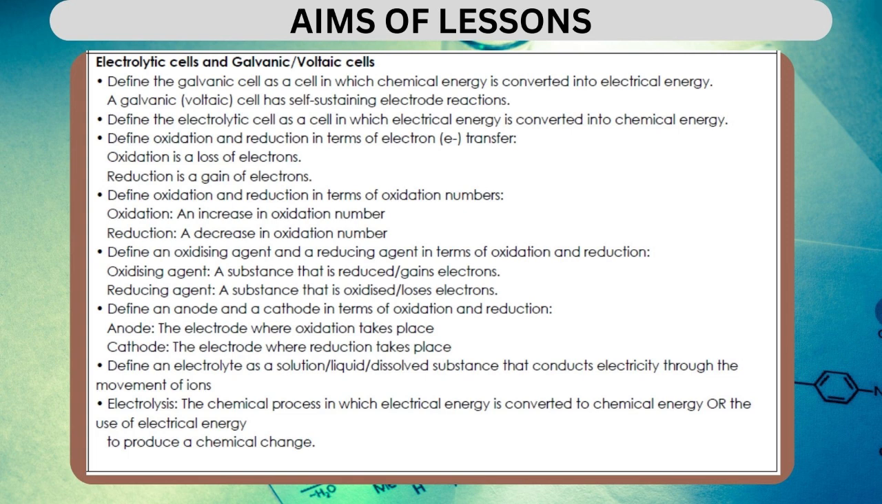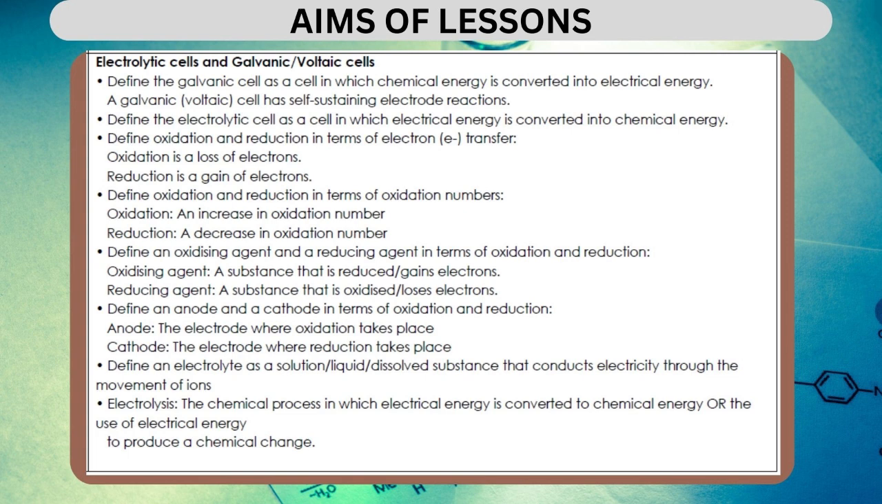Define oxidation and reduction in terms of oxidation numbers. Oxidation, an increase in oxidation number. Reduction, a decrease in oxidation number. Define an oxidizing agent and a reducing agent in terms of oxidation and reduction. Oxidizing agent, a substance that is reduced/gains electrons. Reducing agent, a substance that is oxidized/loses electrons.